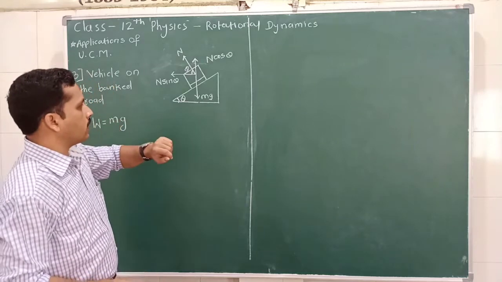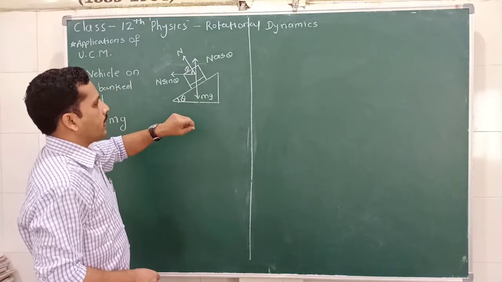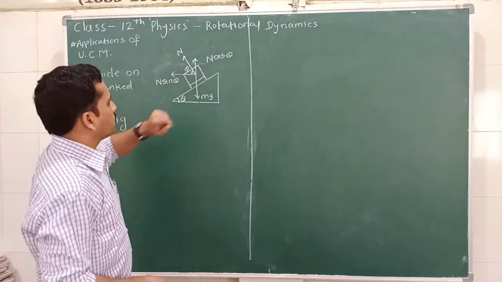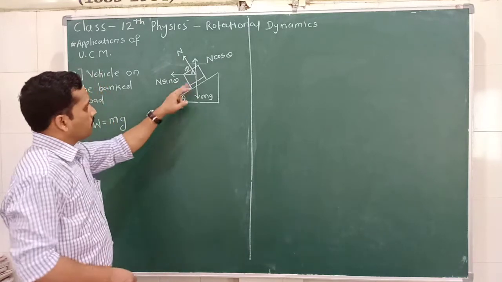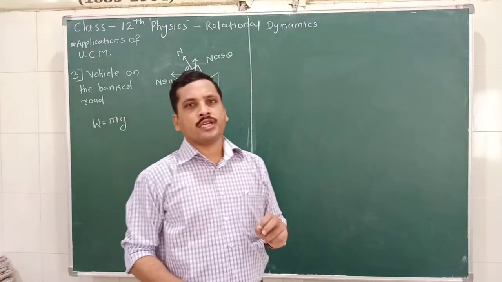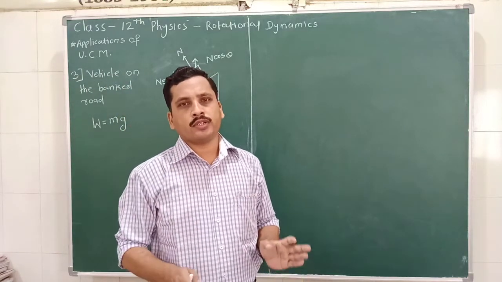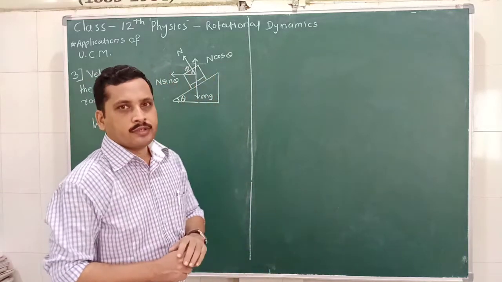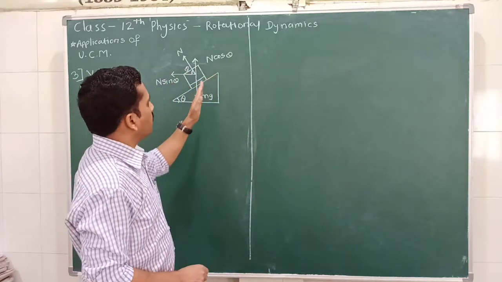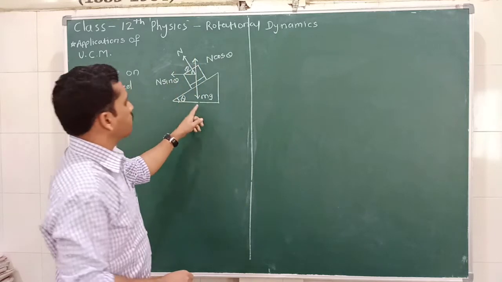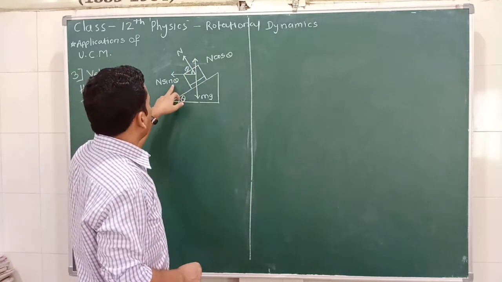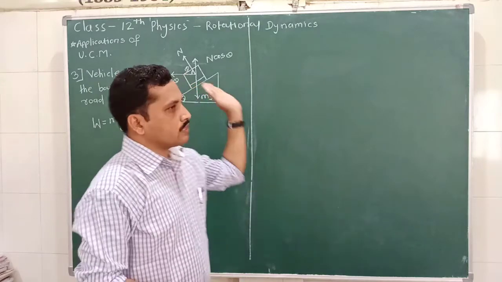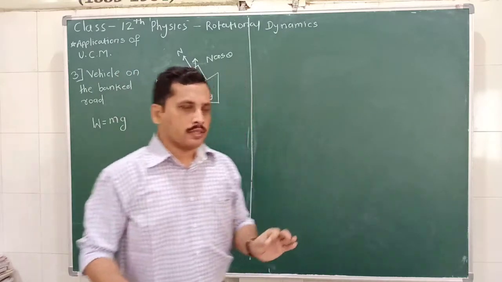According to Newton's third law, an equal and opposite reaction acts upon the vehicle. This reaction is called the normal reaction. Now, this normal reaction is divided into two rectangular components, N cos theta and N sin theta. N cos theta is in the upward direction, exactly opposite to the weight of the body, and N sin theta is in the horizontal direction towards the center of the circular path.